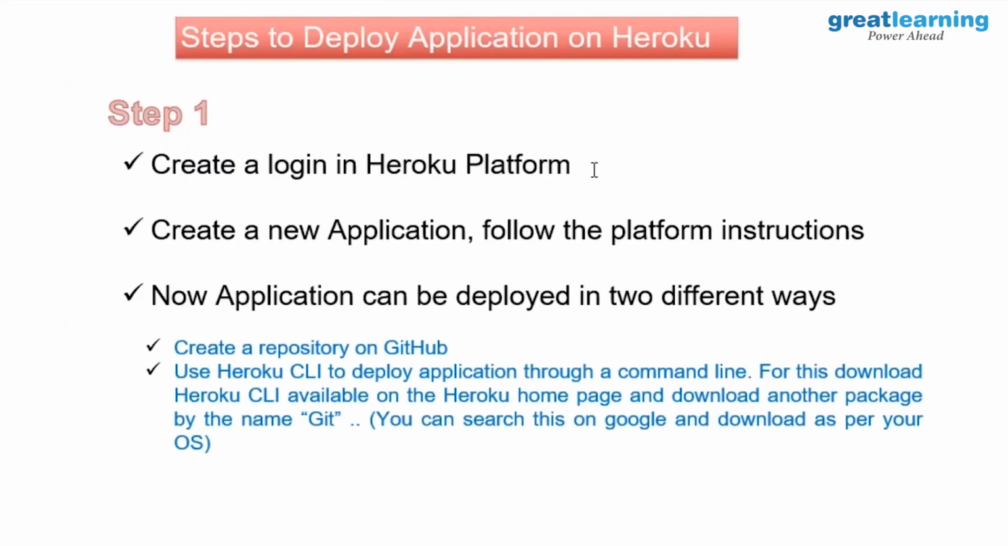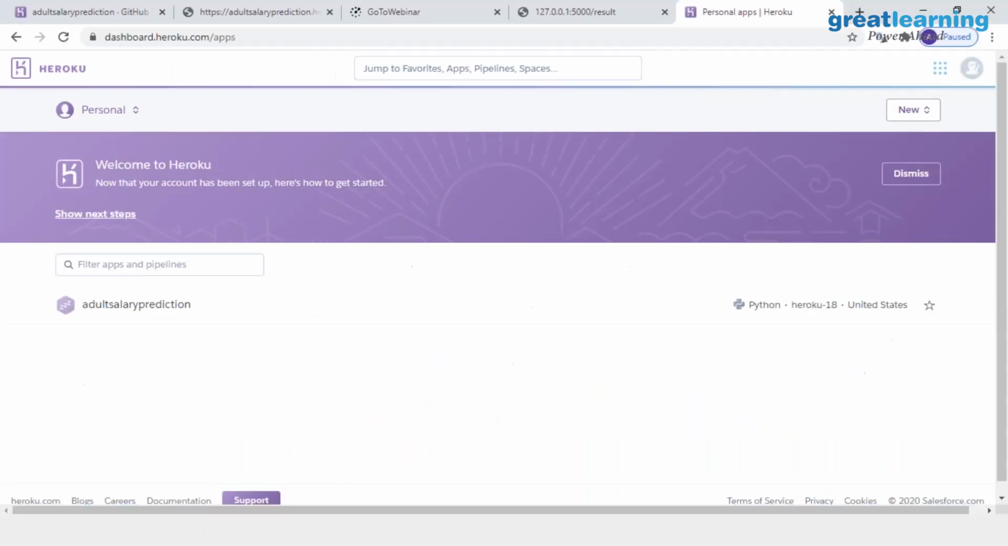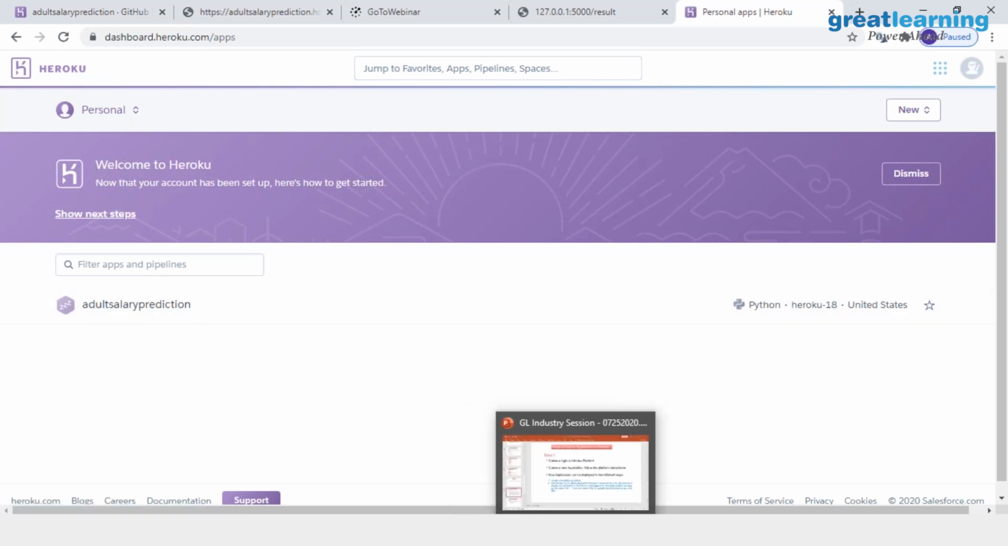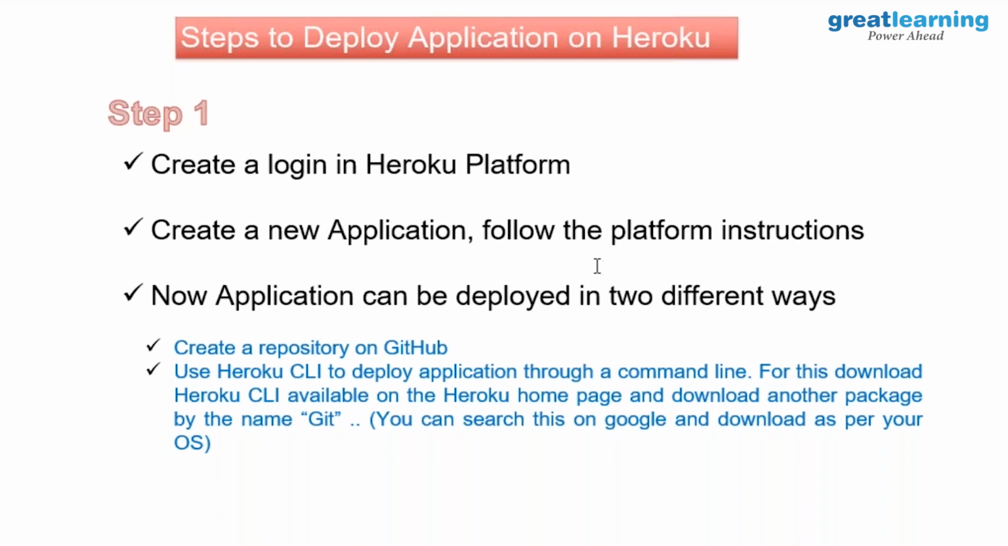Now, this is a free platform which is available. You don't have to pay anything. As I said, this is a simple application. If you want to deploy, you really don't have to pay anything. You can create a login which is free of cost. The first thing you'll do, once you've created a login, is create a new application. For creating a new application, it's very simple. You just follow the instructions which Heroku gives you. What I have done here is create an application which I'm calling adult salary prediction. First time when you create this application, it is a blank application.